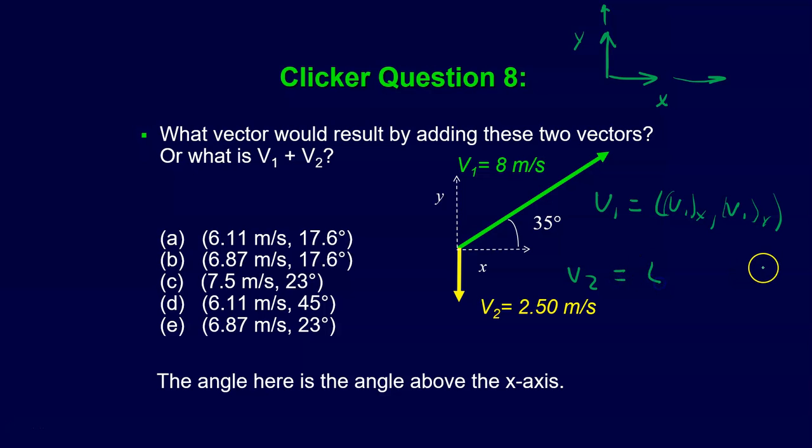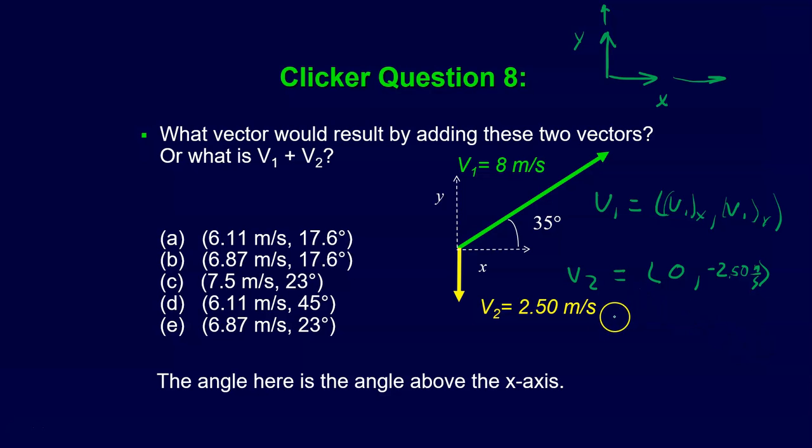Now v2, I'll just go ahead and write it in there now because it's actually a little bit easier than typical ones, because it's all in that y direction. So there is no x component to v2, and its y component would be negative 2.50 meters per second. These vectors are velocity vectors.